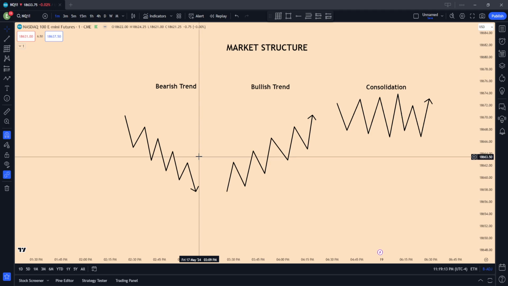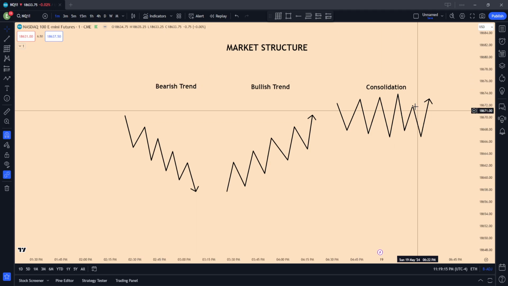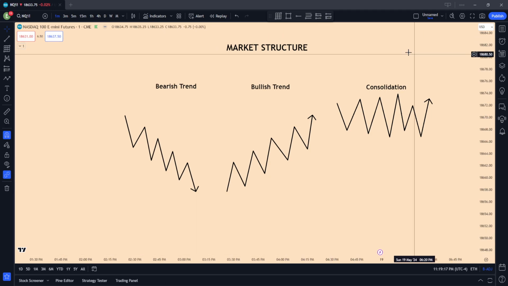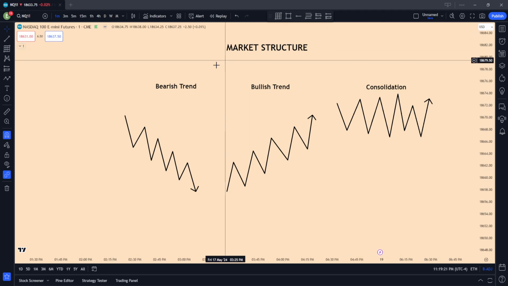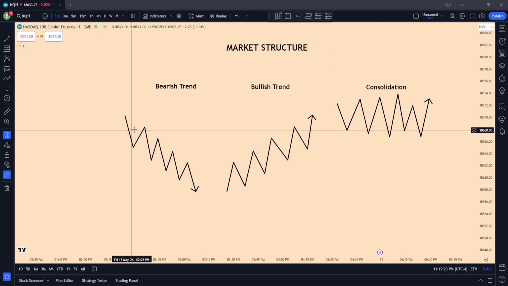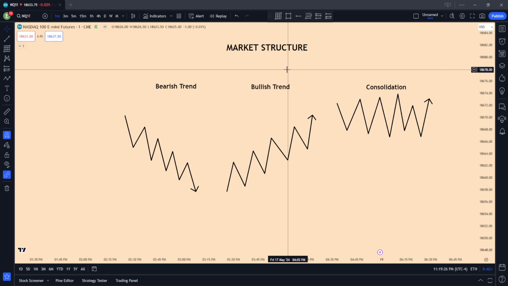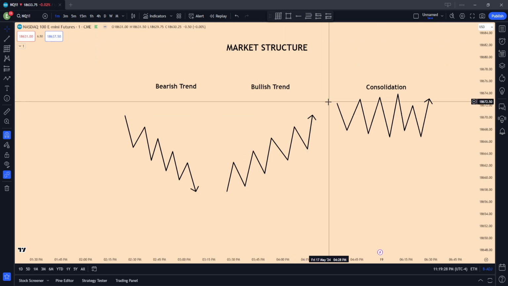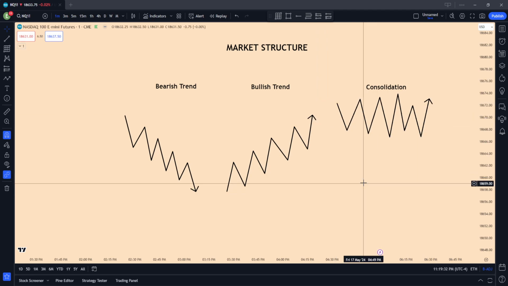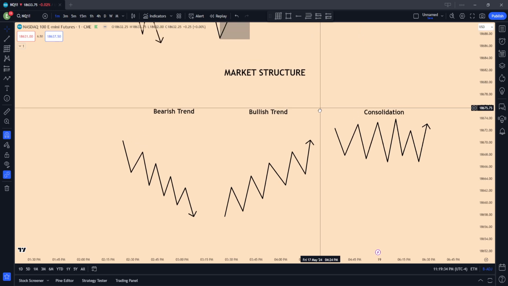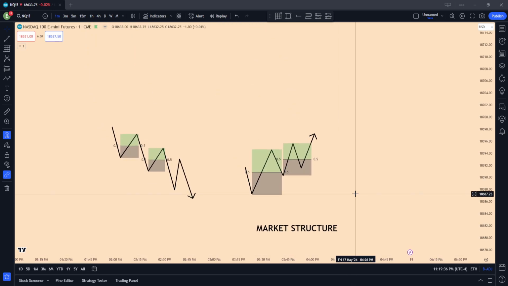Okay? So we understand what market structure is. This is the only thing that happens in market structure. These three things. There's nothing else that happens. It's either going up, it's either going down, or it's consolidating and it's going sideways. That's the only thing that can happen. Now let's go on to the next thing.